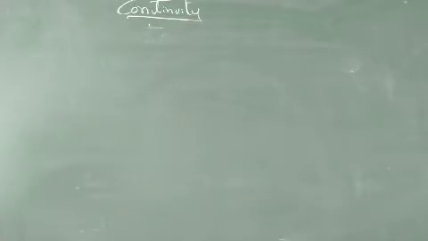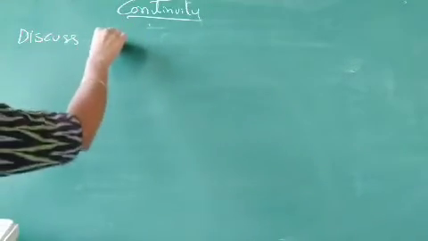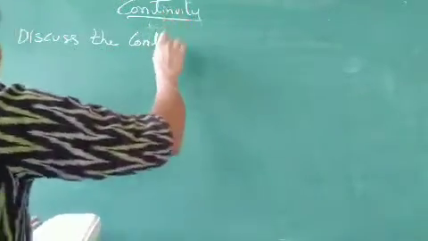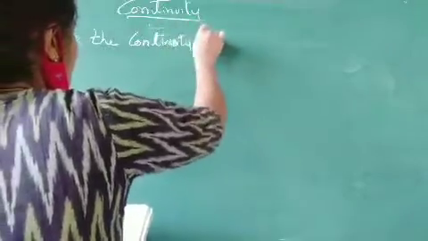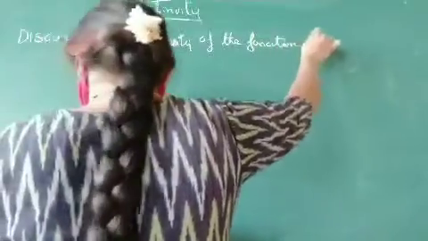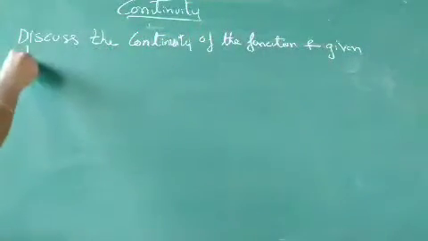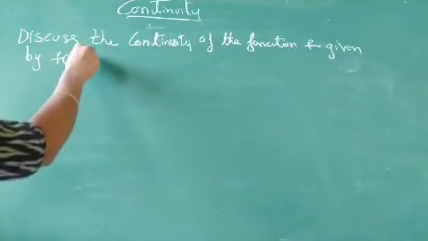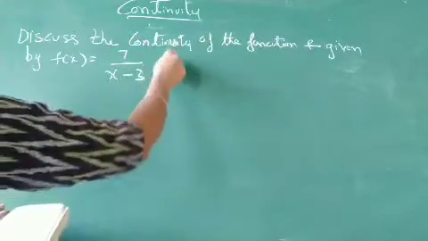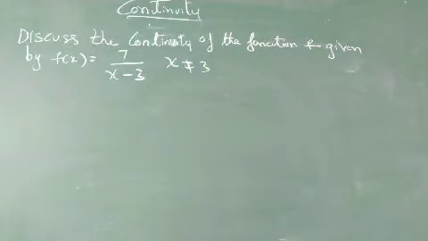Next one, discuss the continuity of the function f given by f of x equals 7 divided by x minus 3, where x is not equal to 3. So here also they had not given any points.